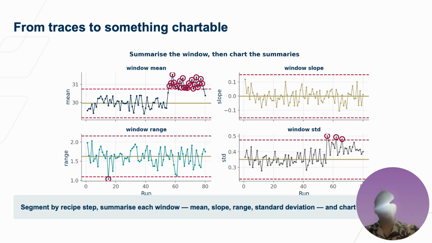So here is a standard pipeline, and it is mostly unglamorous. Segment that trace into recipe steps, then summarize each window with a handful of statistics: mean, slope, range, standard deviation, and sometimes area and settling time.